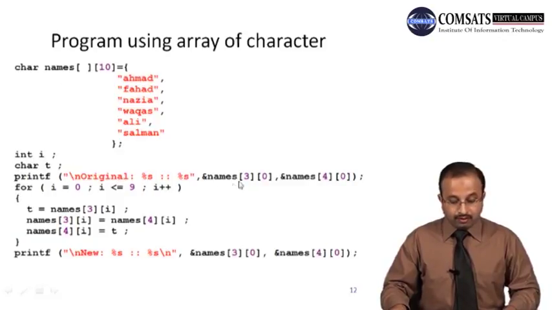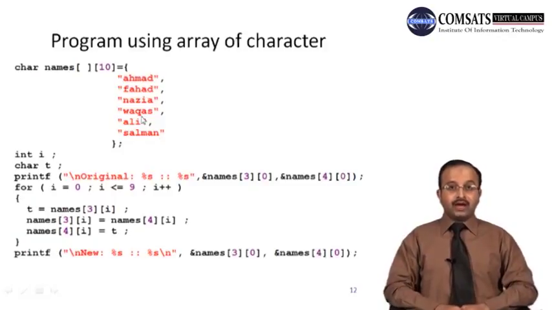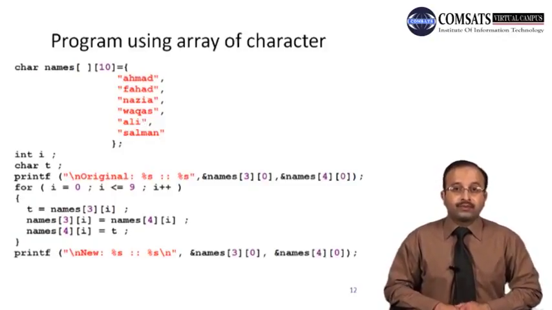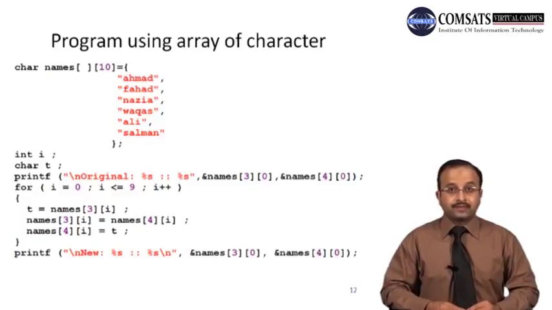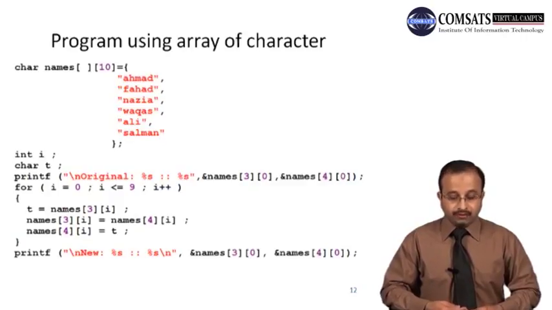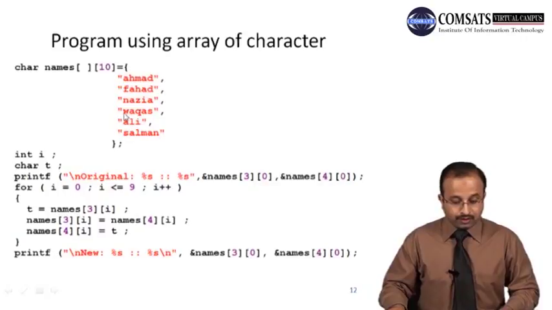Okay, the original value, so we want to exchange this Waqas and Ali. If we want to print a string, we have to provide the memory address. If we want to print an ordinary variable, we just write the name of that variable. We won't provide the memory address. Please remember this point, that whenever you want to print a string using the printf function, you have to provide the memory address. So the memory address of this string Waqas is name[3][0]. 3 is 0 1 2 3, so that is the 3rd row. So 3 0.